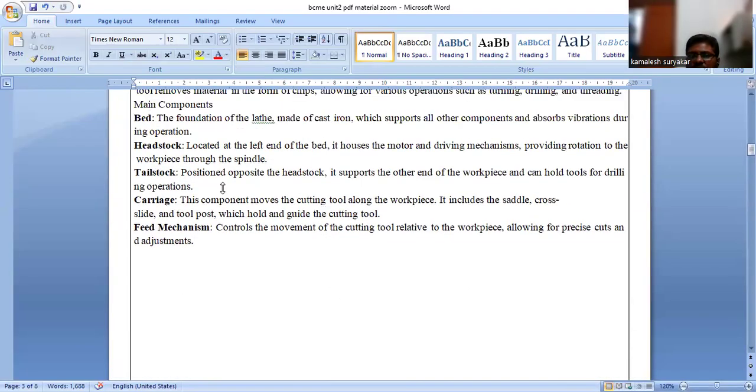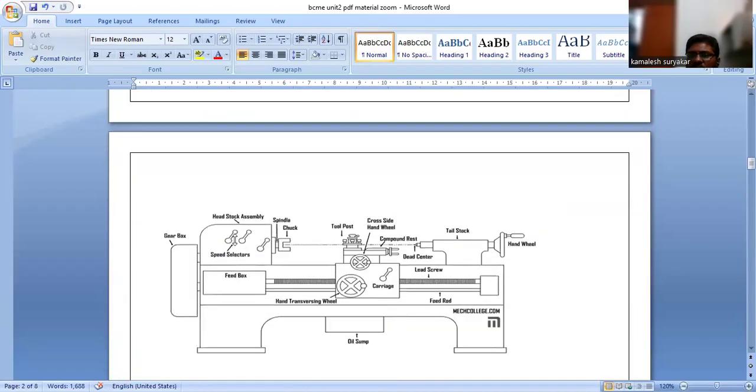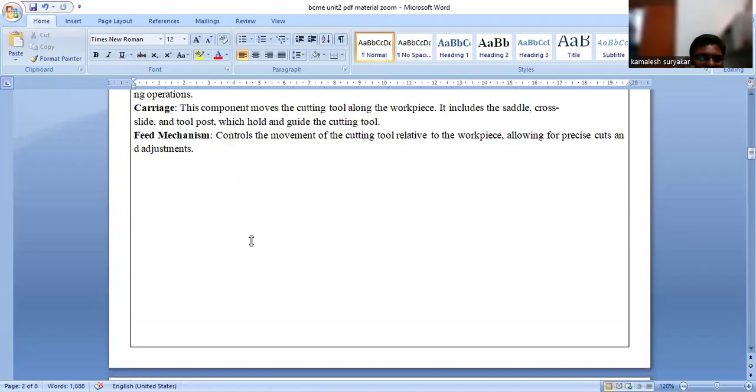Here it has a bed. The bed is the foundation of the lathe. The headstock is located at the left-hand side of the bed. It houses the motor and driving sections. This is the head, and this is the tail. It is like a human structure only. The head has a gear system in it.